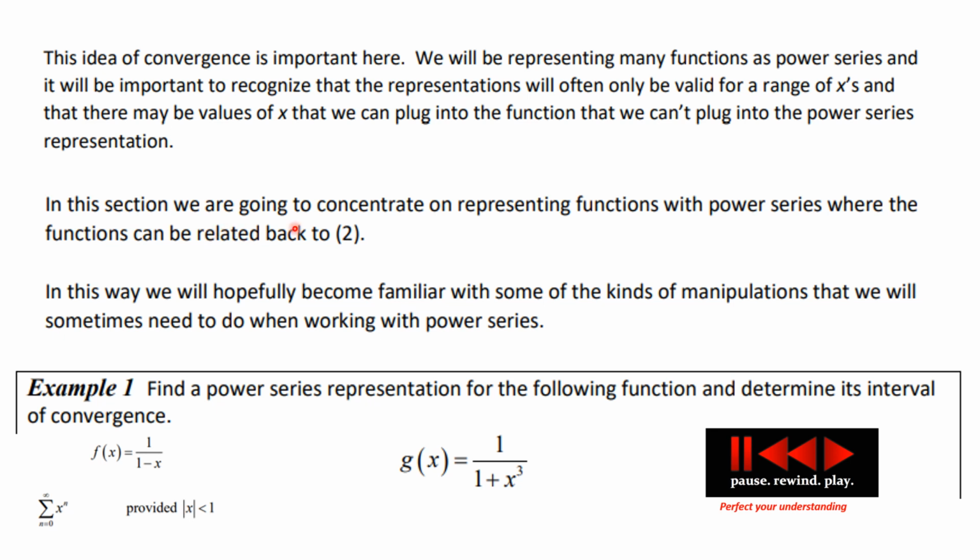In this lecture, we're going to concentrate on representing functions with power series where the functions can be related back to equation 2. And equation 2 is the one we were just talking about. f of x is equal to 1 over 1 minus x, and that can be represented as the summation n equals 0 to infinity of x to the n, provided the absolute value of x is less than 1. In this way, we'll become familiar with some kinds of manipulations that we sometimes need to do when working with power series.